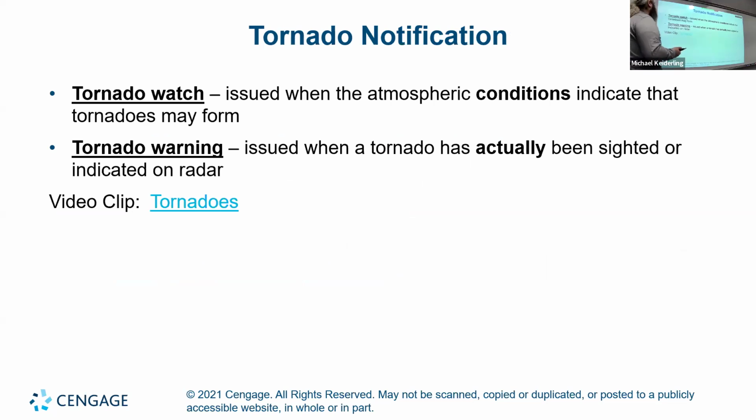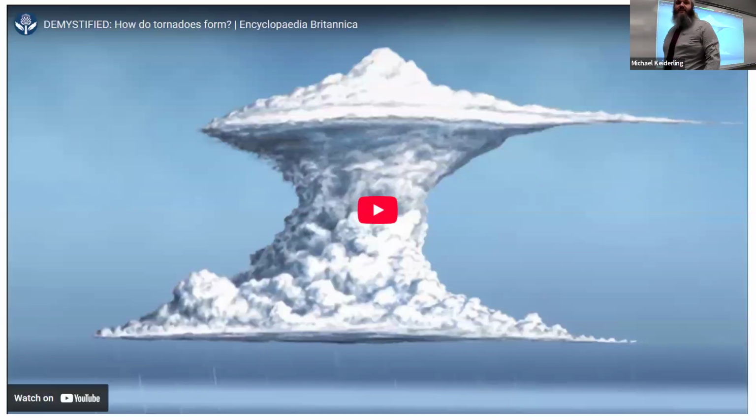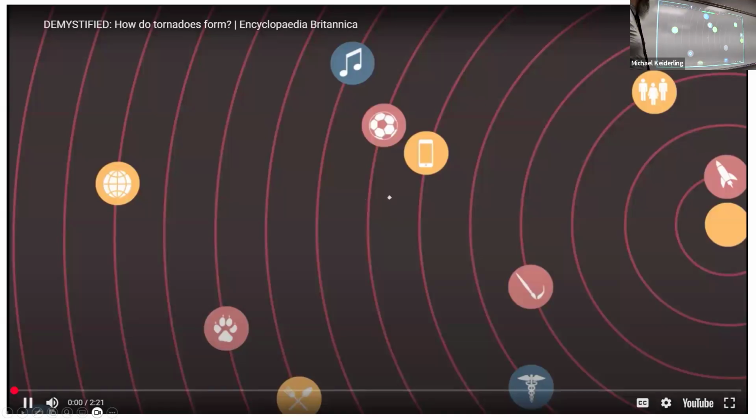So notifications about tornadoes: a tornado watch is issued when the atmospheric conditions indicate that tornadoes may form, and a tornado warning is issued when a tornado has actually been sighted or indicated on radar. The unfortunate thing is that tornadoes are a complicated enough phenomenon that happen for a short enough time, they're extremely hard to predict. So it's very hard to work out tornadoes, and we don't have a full understanding of exactly how they work. But here's roughly how they form.